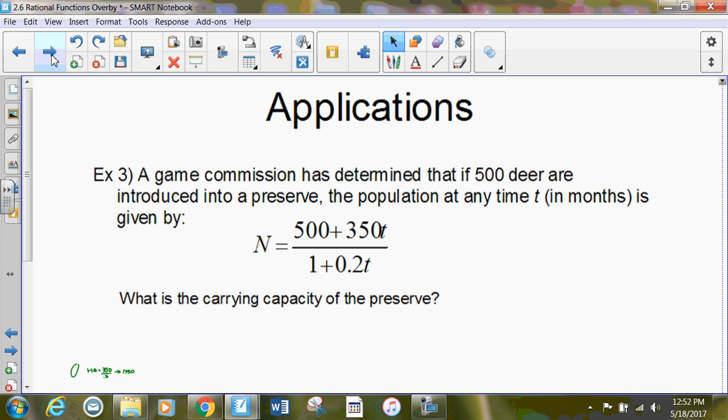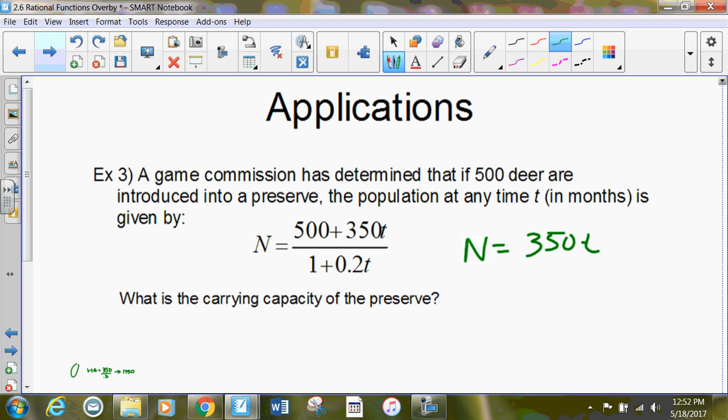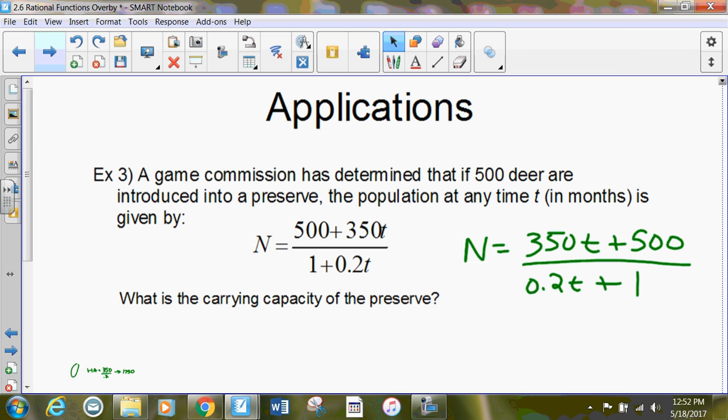All right, applications. The Game Commission has determined that if 500 deer are introduced into a preserve, the population at any time, t in months, is given by this formula, which is a rational function, right? What's the carrying capacity of the preserve? Why don't we go ahead and write it a little differently? They're kind of trying to trick us. If we rewrite it like this, then we can see that it's a rational function with equal powers in the numerator and the denominator.